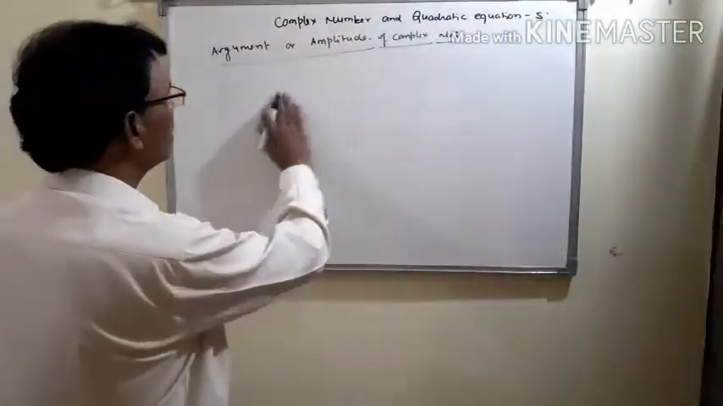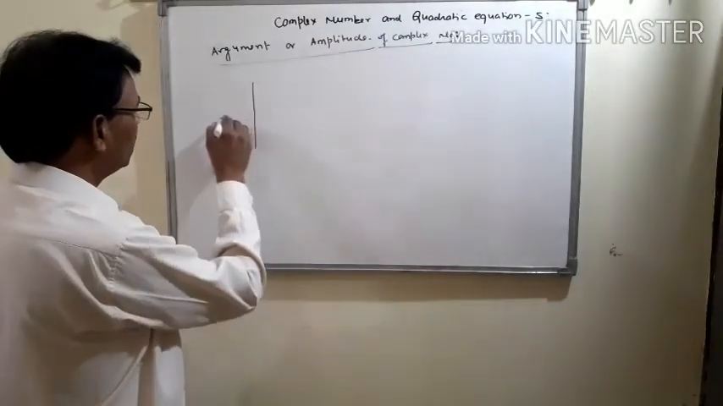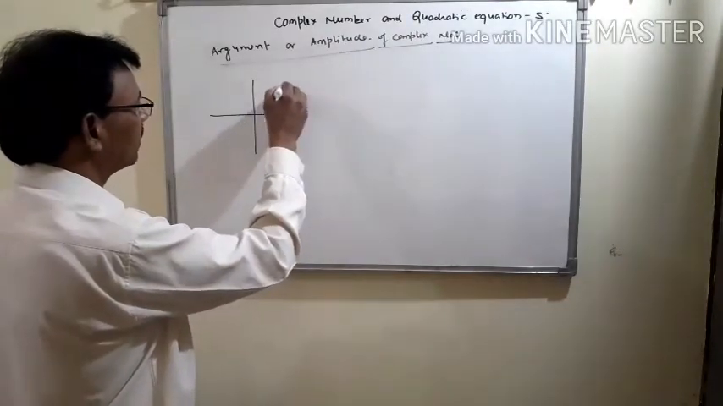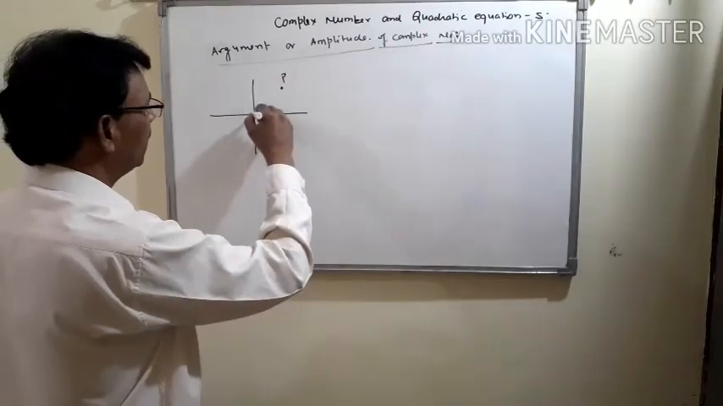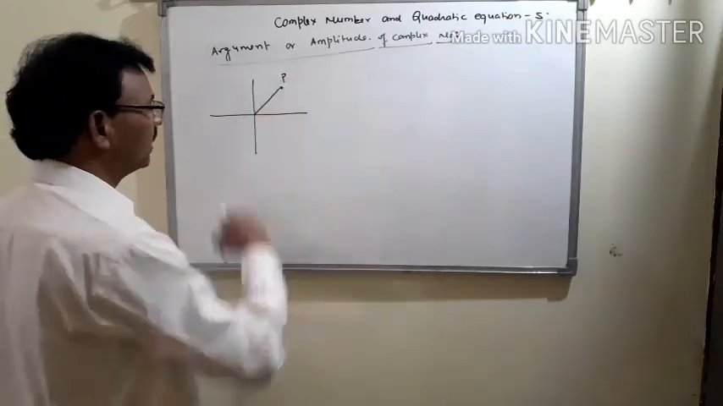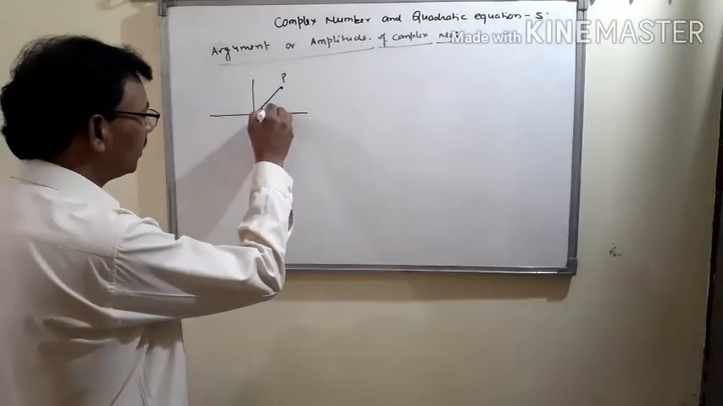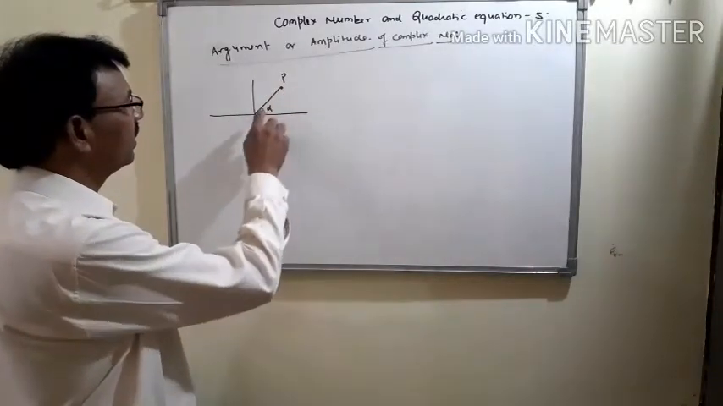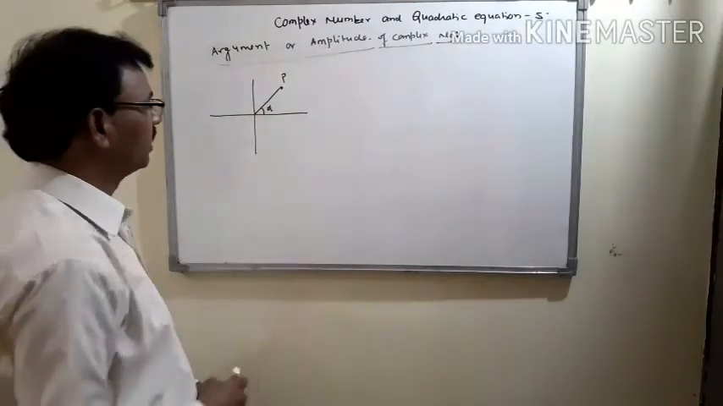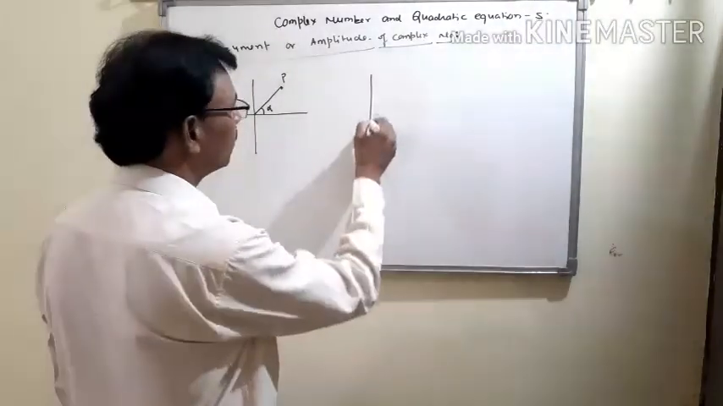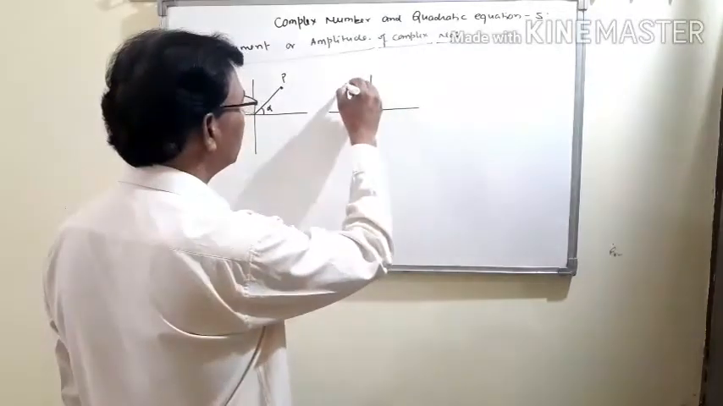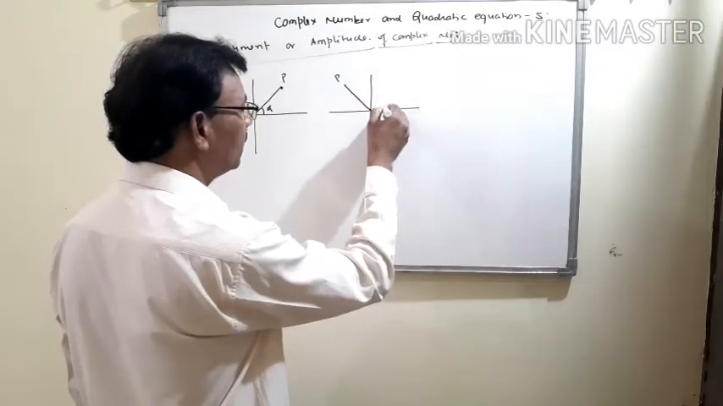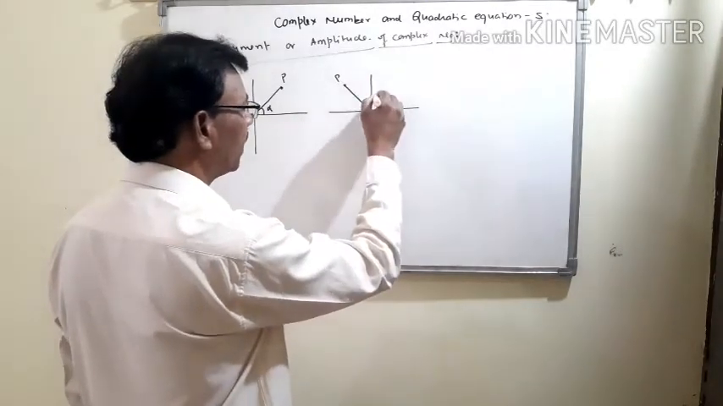Suppose the position of that angle lies in the first quadrant, like this point P. Then what will be the argument of this if this angle is denoted by alpha? Since the position of this point lies in the first quadrant, what will be the amplitude? And if the position of this point lies in the second quadrant, suppose the point lies here, then this angle will be alpha.